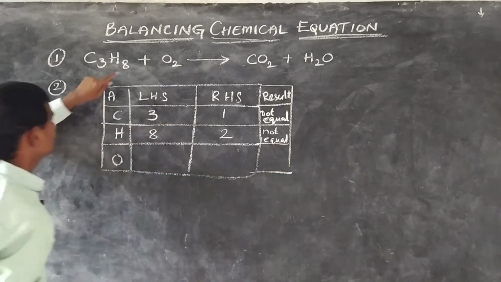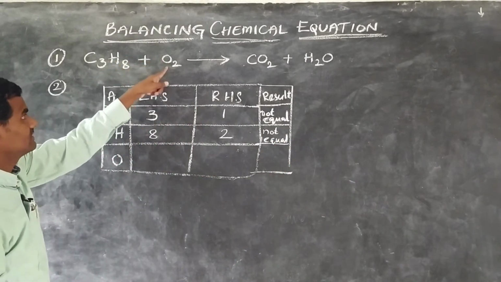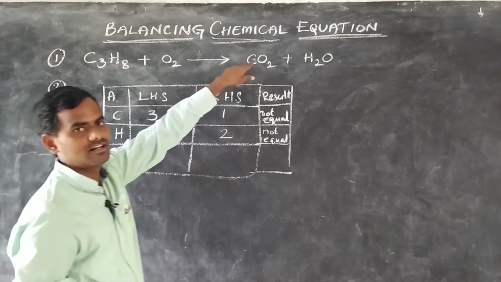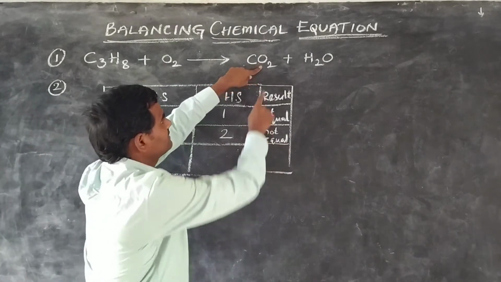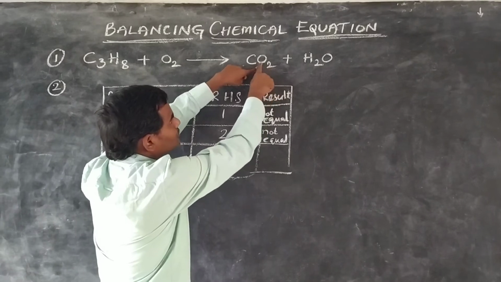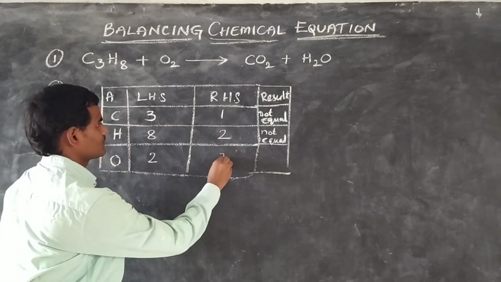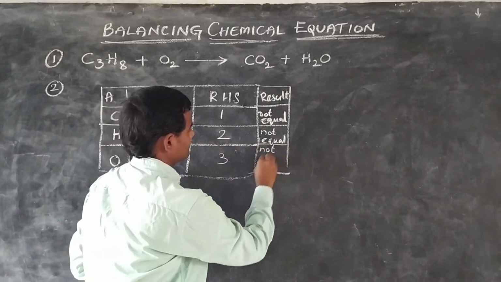Next, coming to oxygen. Here on left hand side the number of oxygens are 2. On right hand side, that is product side, the number of oxygens are 2 oxygens here, 1 oxygen here, total 3. So, it is also not equal.